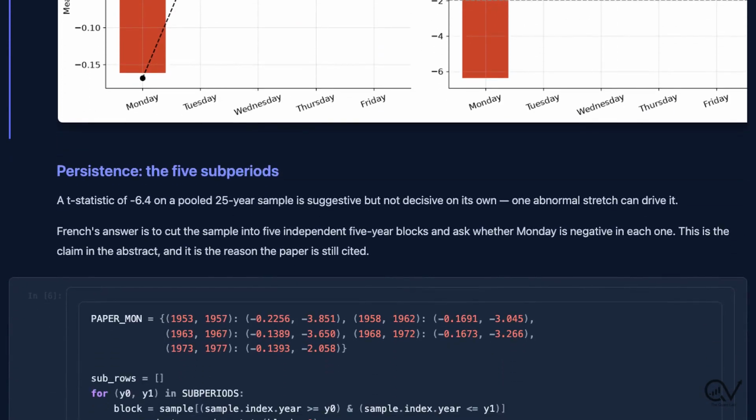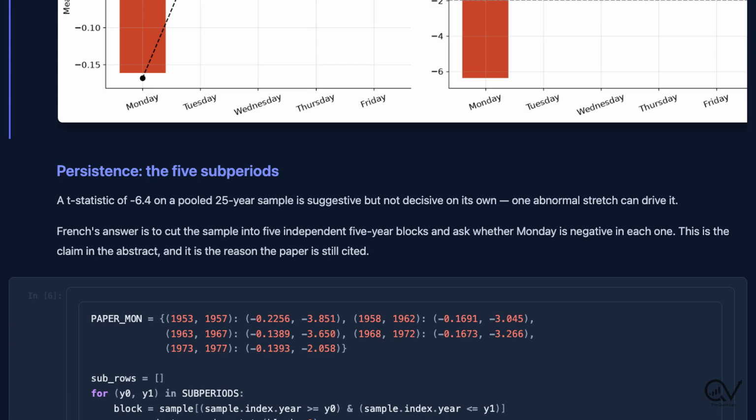A t-statistic of minus 6 on a pooled 25-year sample is suggestive, but on its own it is not decisive. One abnormal stretch of history can drag a pooled average a long way. French's answer is the right one. Cut the sample into 5 independent 5-year blocks and ask whether Monday is negative in every single one of them. That is the claim in the abstract.